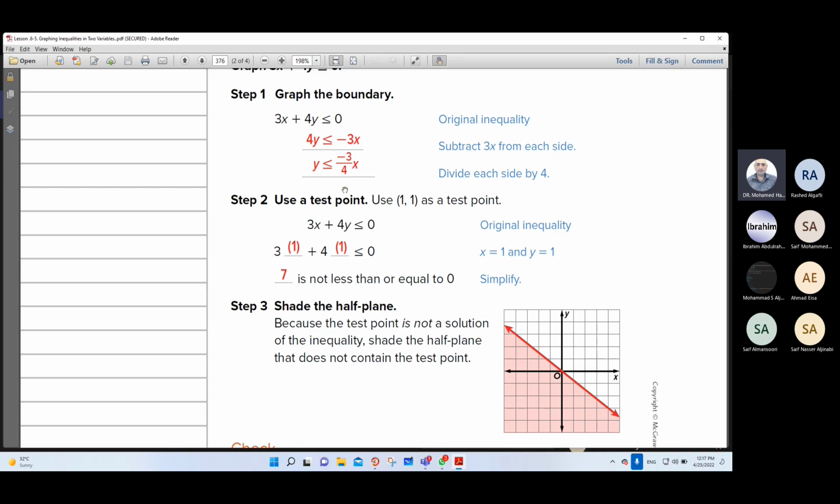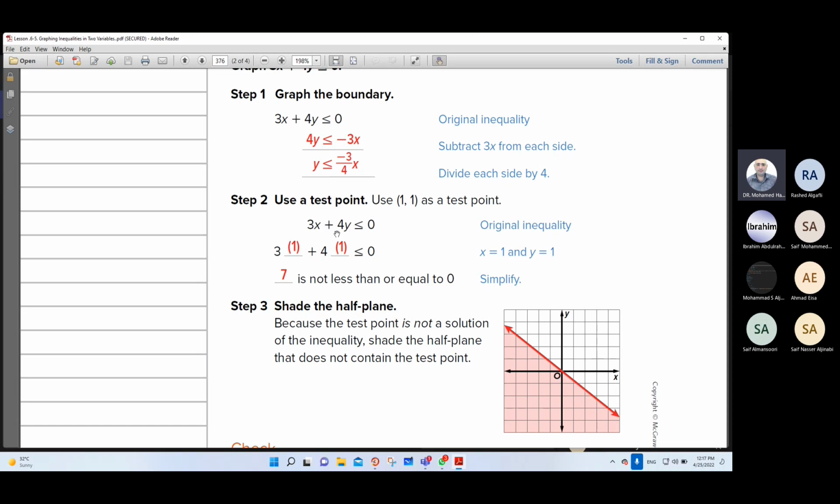If you graph this inequality, we want to know what is the area of the solution. So choose any point from this part, for example, 1, 1. This is 1 and this is 1. Then check. Check means put the value of x as 1 and the value of y as 1.